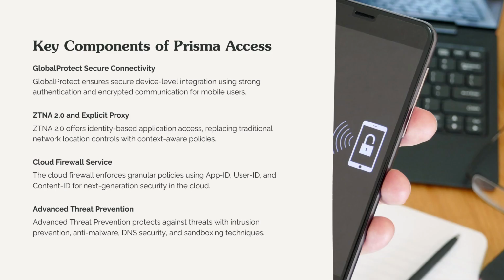Key components of Prisma Access. GlobalProtect secure connectivity. GlobalProtect ensures a secure device level integration using strong authentication and encrypted communications for mobile users. ZTNA and explicit proxy. ZTNA 2.0 offers identity-based application access, replacing traditional network location controls with context-aware policies.